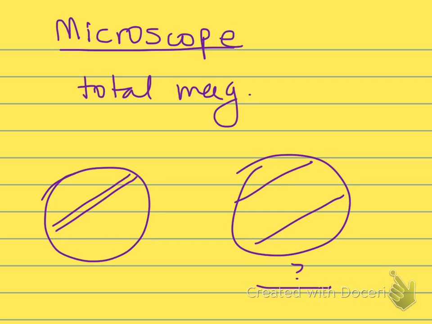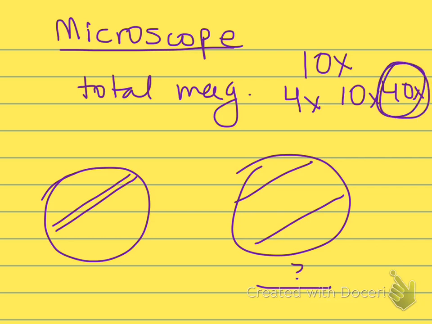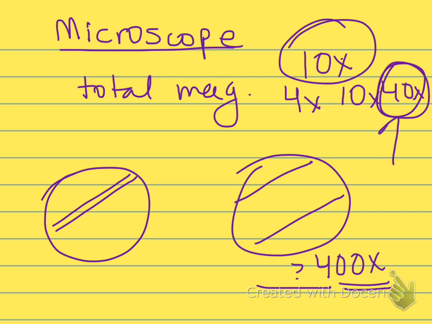And basically it's eyepiece times the objective lens. So the eyepiece is always 10 times, and the objectives come in 3 sizes. Remember, 3 flavors: 4, 10, and 40. So if you're looking at it under the highest power, 10 times 40 is 400 times. So that's total magnification. The way you find it out is eyepiece times objective lens. So that's the first thing.